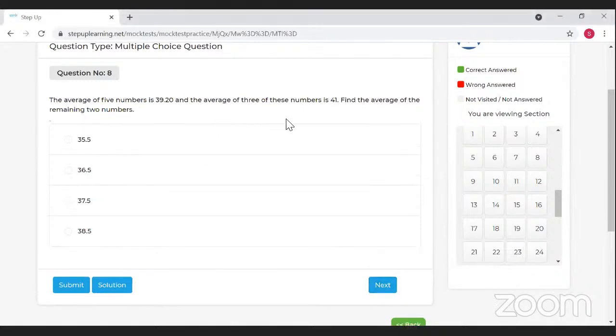The average of 5 numbers and the average of 3 of these numbers is 41, the average of the remaining 2 numbers.